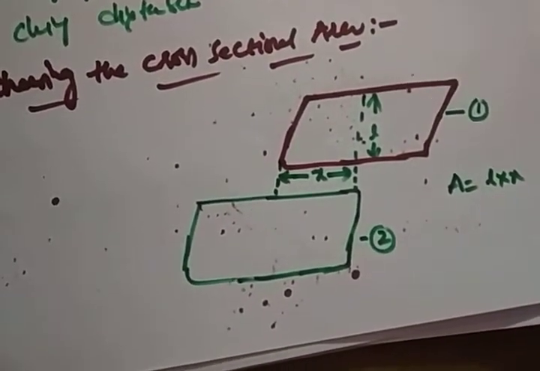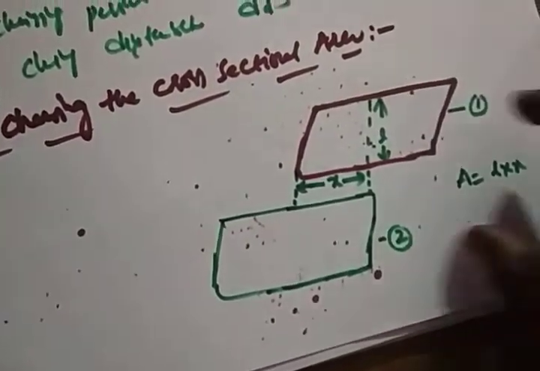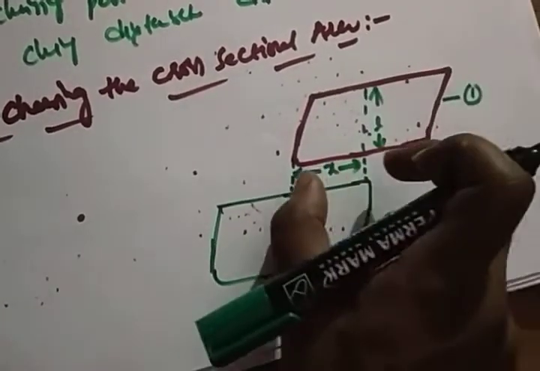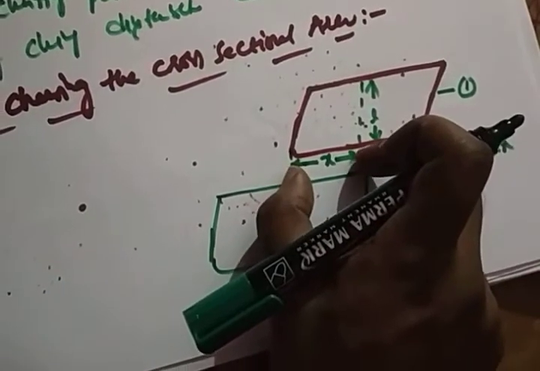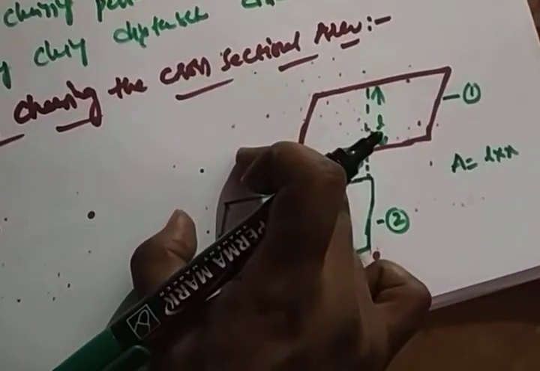You can choose x and L; this length is going to be the x value. So the area value is L into x. How can you increase the common area? By moving one plate, by changing the displacement. If the displacement changes, the x value changes, which means the capacitance changes. So my displacement is converted into a change in capacitance.